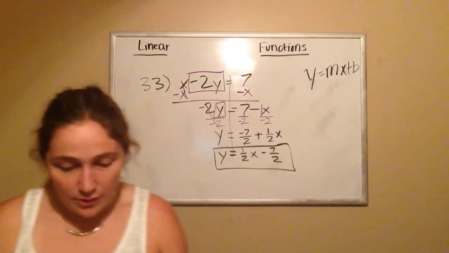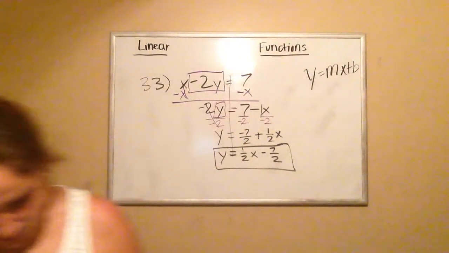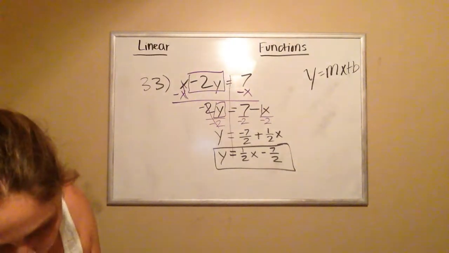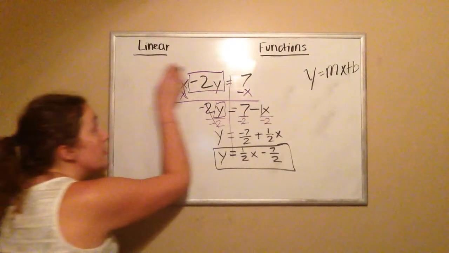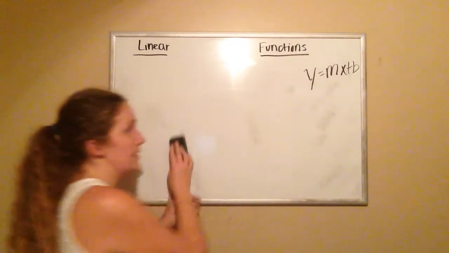So for number 33 all the way through 38, you are working on that same process that we just used. Write it in slope-intercept form. Alright. Number 39 all the way through 48 should be super easy. They are not meant to be difficult. You should not have to overthink them. They're meant to be super easy.